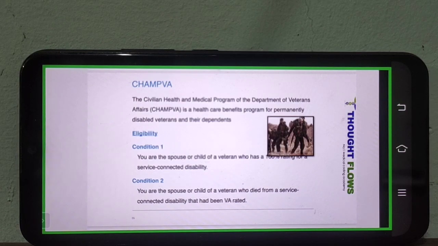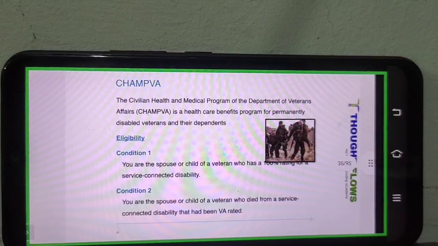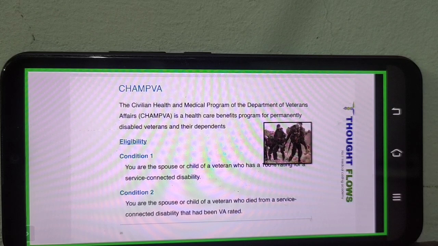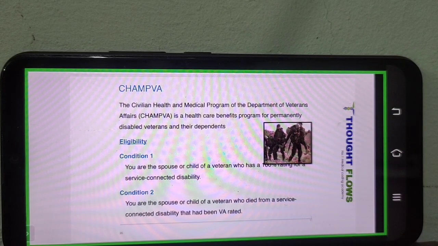For that we have two eligibilities, two conditions. This insurance program will cover their family members and then the veterans. Condition number 2, if a veteran died from the service, this insurance program will cover their family members. CHAMPVA covers not only veterans, it also covers their family members.